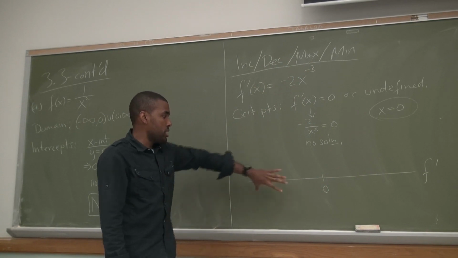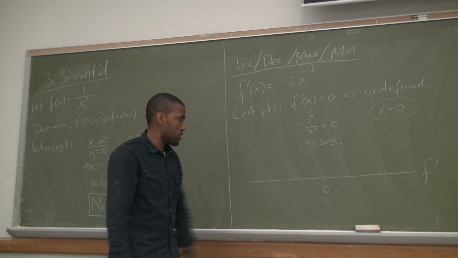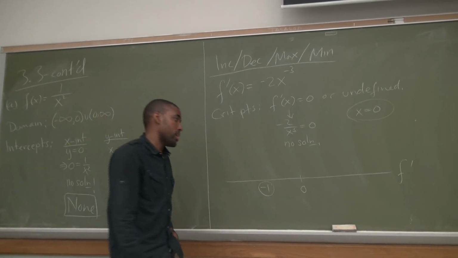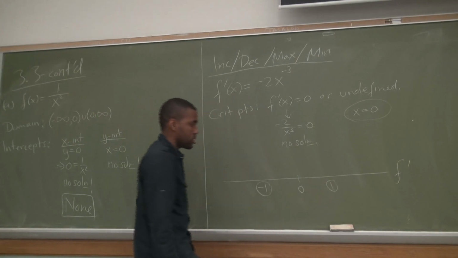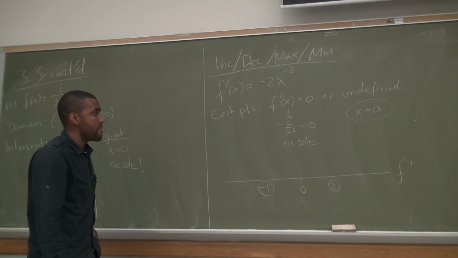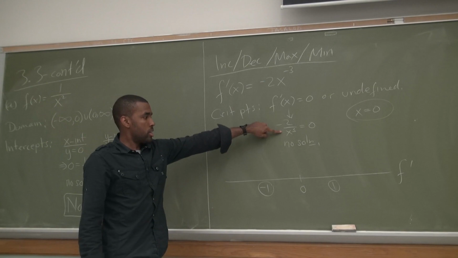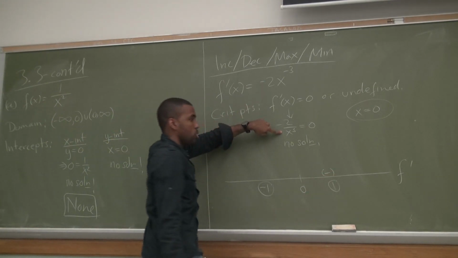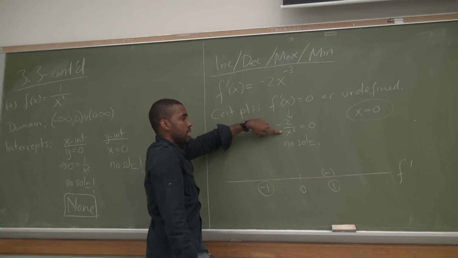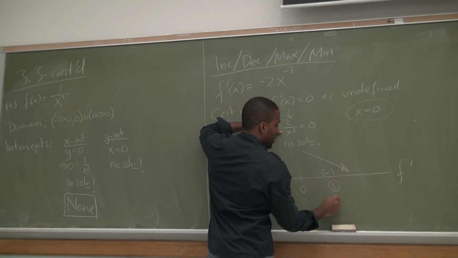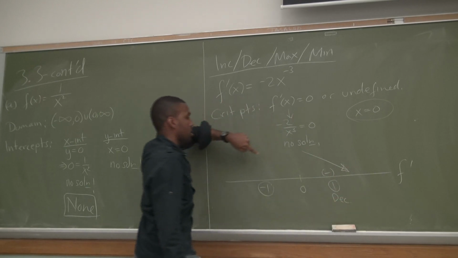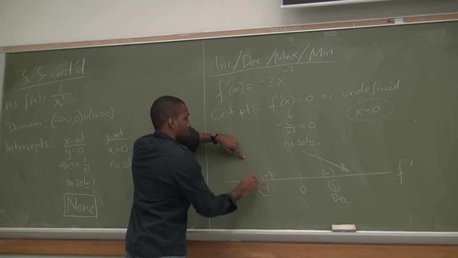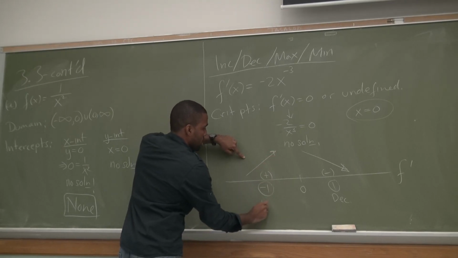So now there are only two intervals to test, to the left of 0 and to the right of 0. We can test any numbers in these intervals. It doesn't matter what number you pick. So I'll pick +1 and -1 just to make things easy. If I plug in +1 here, what do I get? A negative number. What does negative slope mean? Decreasing. So over here, I'm decreasing. If I plug in -1 for x, what do I get? A positive number, which means increasing. So I know over here, I'm increasing.